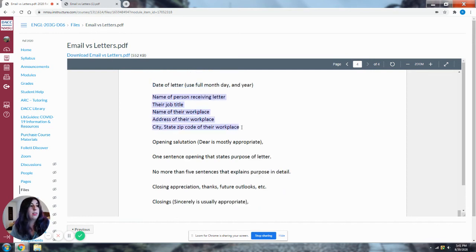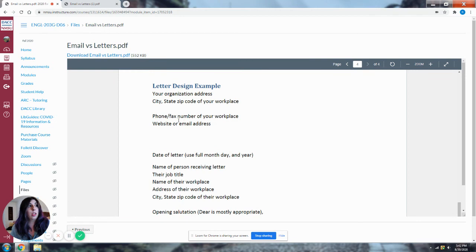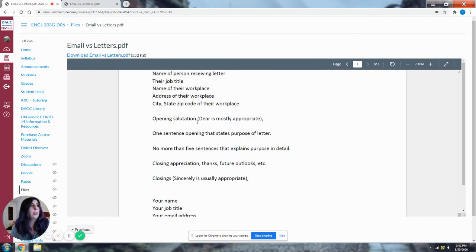And then again, all together here, because you think of proximity, that design principle of proximity, where everything related to the person receiving the letter goes right here. So their name, their job title, the name of their workplace, the address of their workplace where you're sending the letter, city, state, and zip code of their workplace. So this is your information, this is theirs. You need that opening salutation again, mostly for letters. Dear is mostly appropriate.